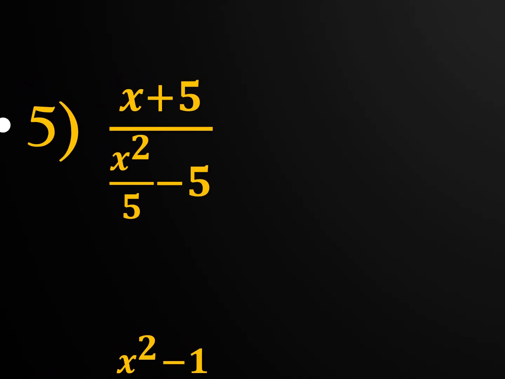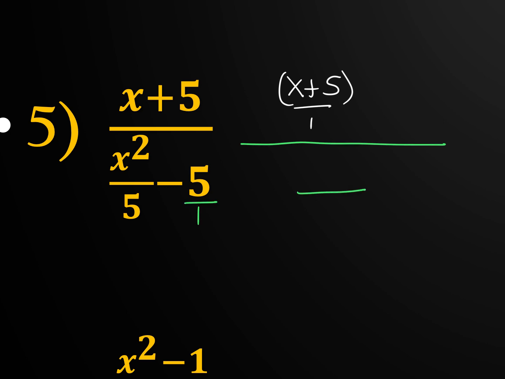Okay, look at number 5. Is there anything in the numerator that I need to go ahead and simplify and combine? Okay, excuse me. So I'm just going to write x plus 5 over 1. What about my denominator? Is there anything to simplify? Yes. What's my common denominator going to be between 5 and 1? 5. Okay, I agree. So my x squared is just going to hang out, right?